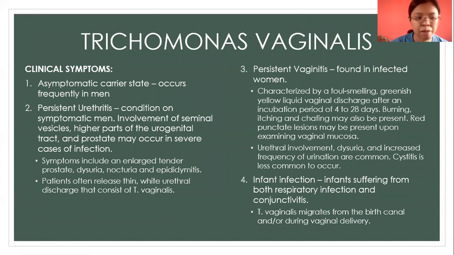So, meron tayong apat na clinical symptoms. Yung first natin is the asymptomatic carrier state, which usually occurs frequently in men. Pero kapag hindi na siya asymptomatic, magkakaroon naman ng persistent urethritis ang lalaki. Involvement of seminal vesicles, higher parts of the urogenital tract, and prostate may occur in severe cases of infection. Ano bang nararamdaman ng lalaki na merong Trichomonas vaginalis? Symptoms include enlarged tender prostate, dysuria, nocturia, and epididymitis. Patients often release thin white urethral discharge that contains Trichomonas vaginalis.